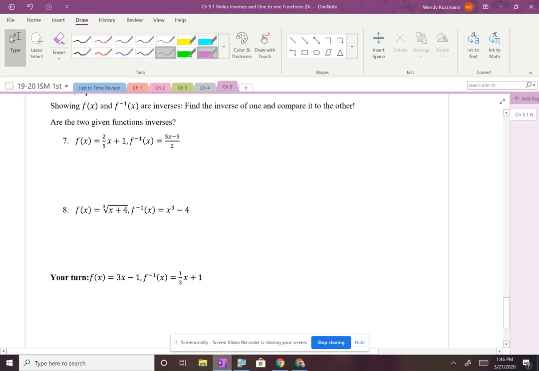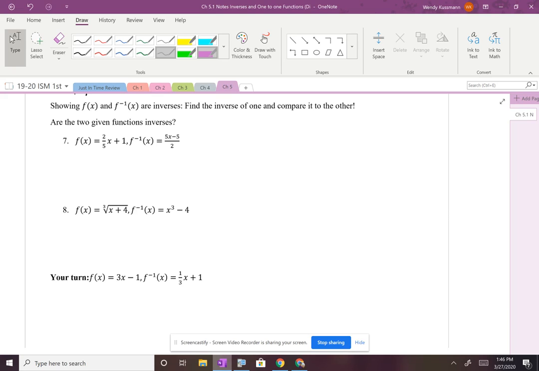In 5.1, the last subject we're going to cover is showing that f and f inverse are actually inverses. So we need to check to make sure that they are inverses, or look to see if they are not. There are several different ways to do this, but today we're just going to talk about finding the inverse of one and comparing it to the other.